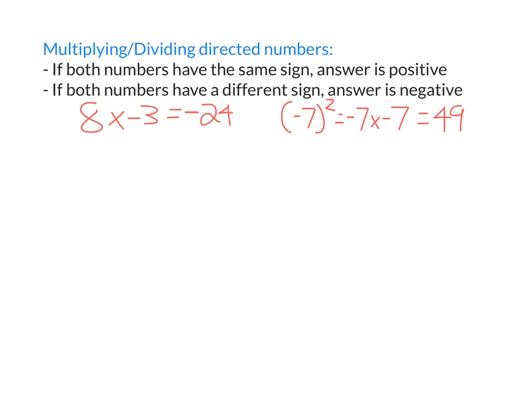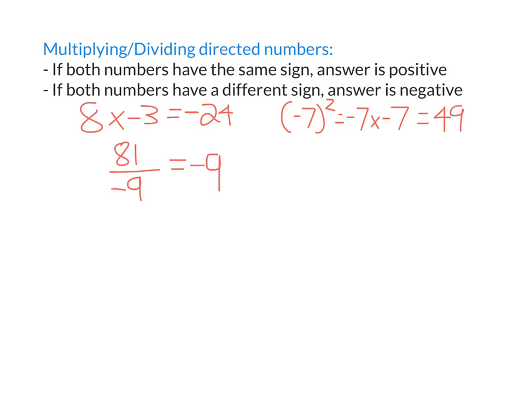So it works similarly for division. Let's say I had 81 divided by negative 9. So you just go 81 divided by 9 is 9 and determine whether your answer should be positive or negative. So because the numbers have a different sign, the answer is negative, and we're done.